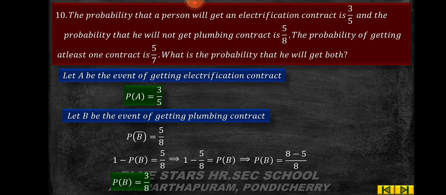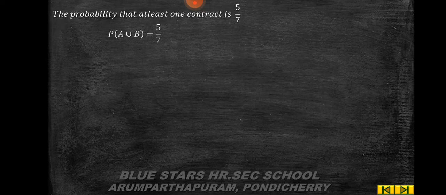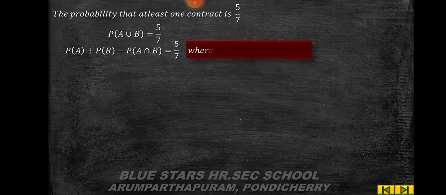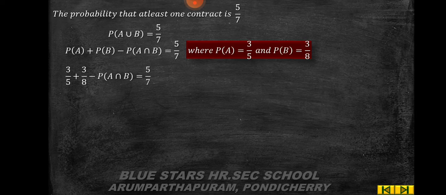So now, B is the event of getting a plumbing contract. P of B is equal to 3 by 8. The probability of at least one contract is 5 by 7. That is P of A union B is equal to 5 by 7. P of A plus P of B minus P of A intersection B is equal to P of A union B, that is 5 by 7, where P of A is equal to 3 by 5 and P of B is equal to 3 by 8.